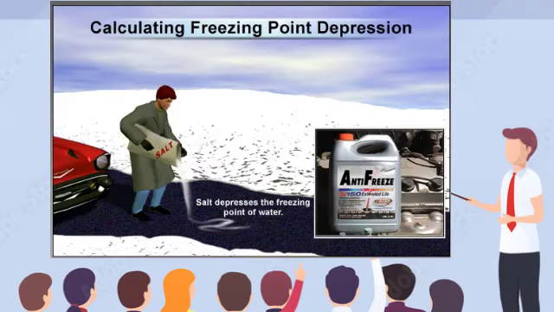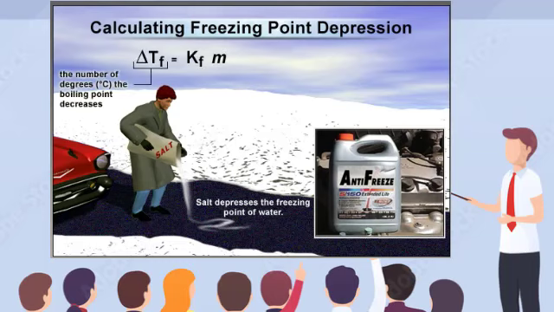Engine coolant is not only used as a non-volatile solute to prevent car radiators from boiling over. It is also called antifreeze, and as the name indicates, antifreeze prevents the water in a car's radiator from freezing during icy cold winters. The equation for freezing point depression is similar to the equation for boiling point elevation.